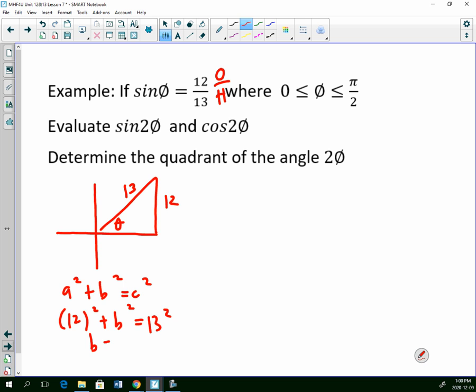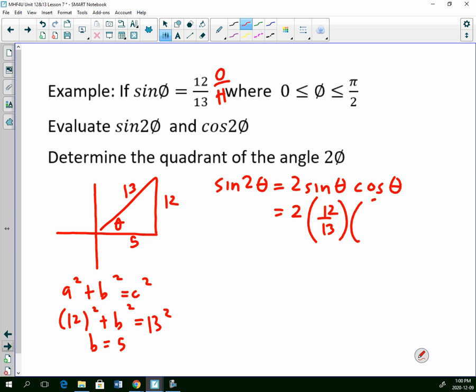And B will work out to be 5. Okay, so I've got my completed diagram, and then I'm just going to find sine 2 theta. So we'll use the version 2 sine theta cos theta. Sine is 12 over 13, cosine is 5 over 13. And then we just simplify.